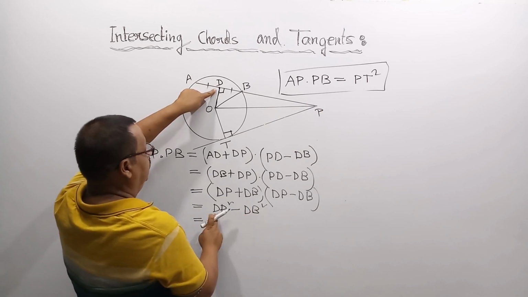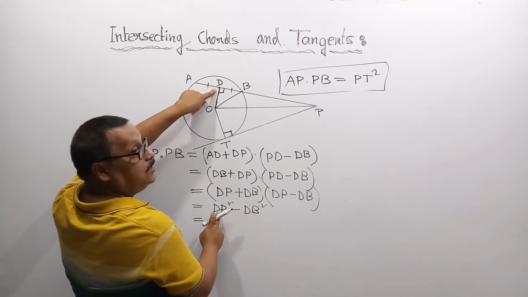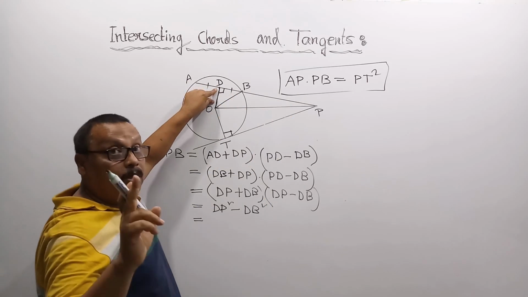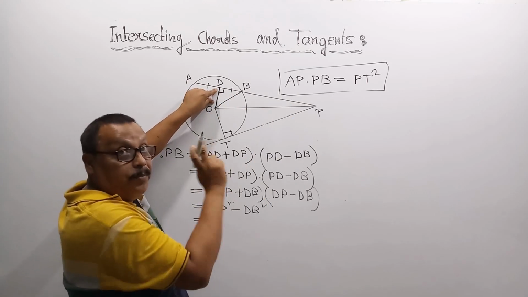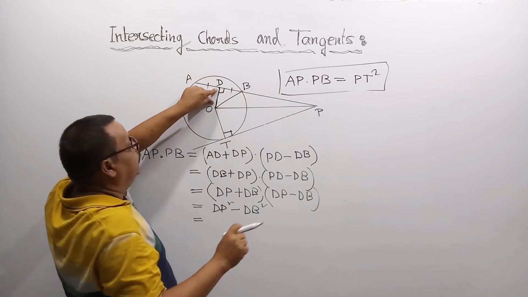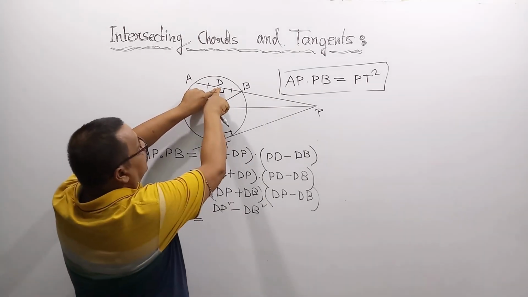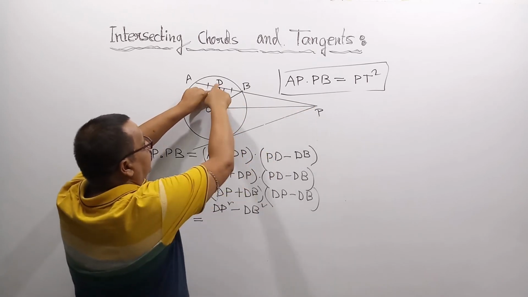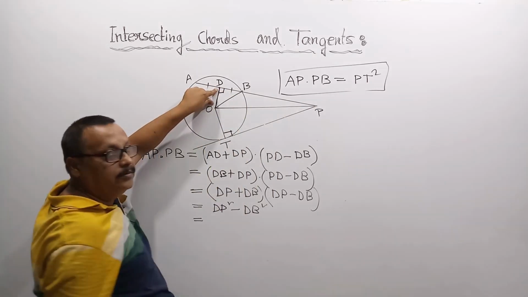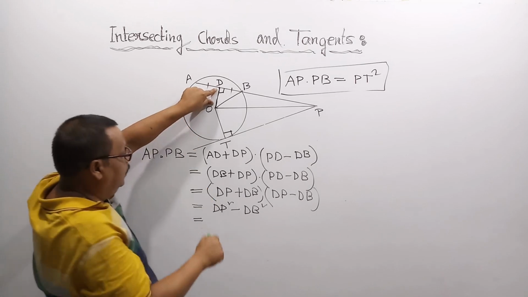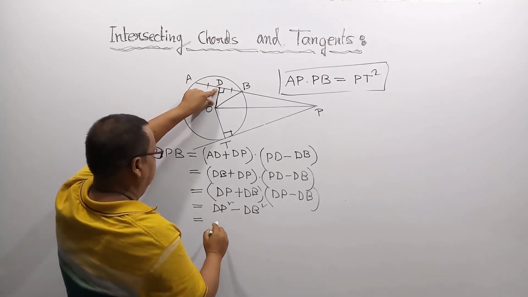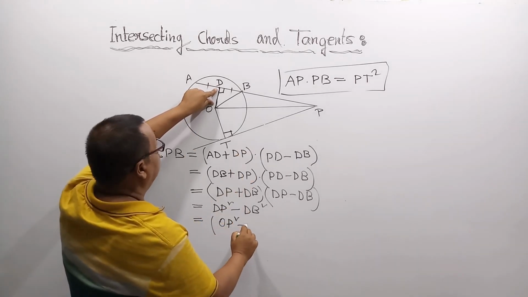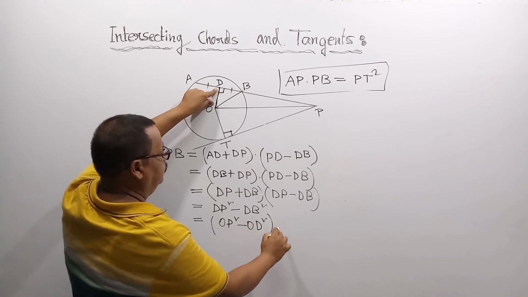So what is DP square? From the triangle DOP, always you will follow the figure step by step, okay? Don't go without figure. DP is the base, DO height, and OP is the hypotenuse for the right angle triangle OPD. See carefully, okay? So DP square is equal to OP square minus OD square. Clear?